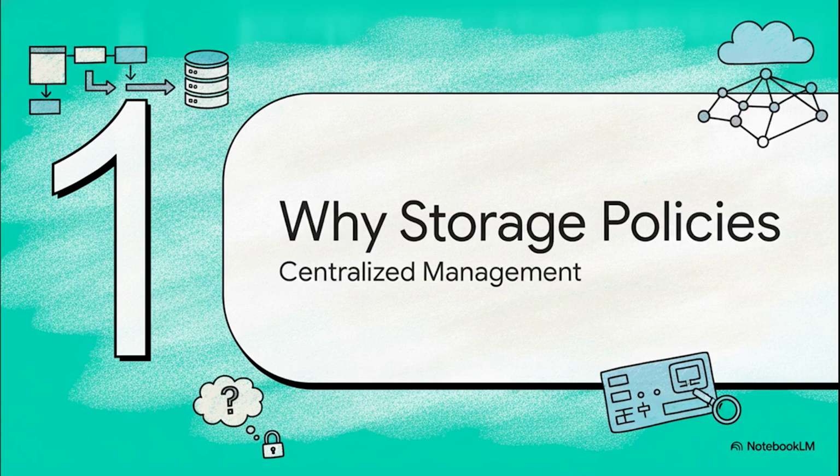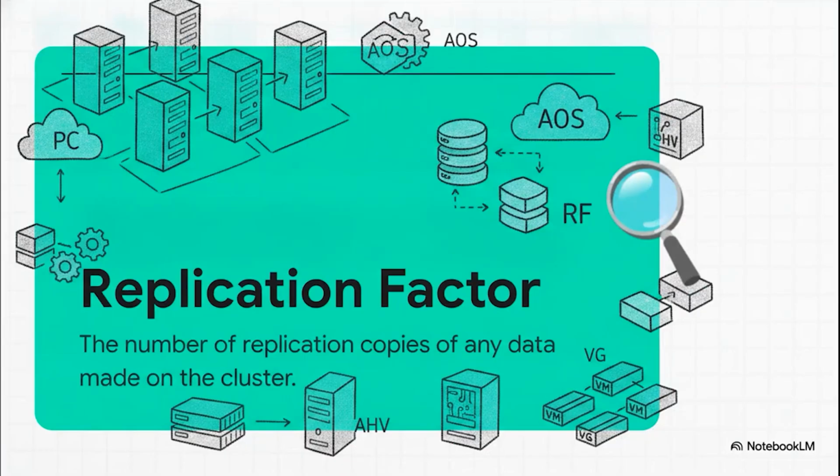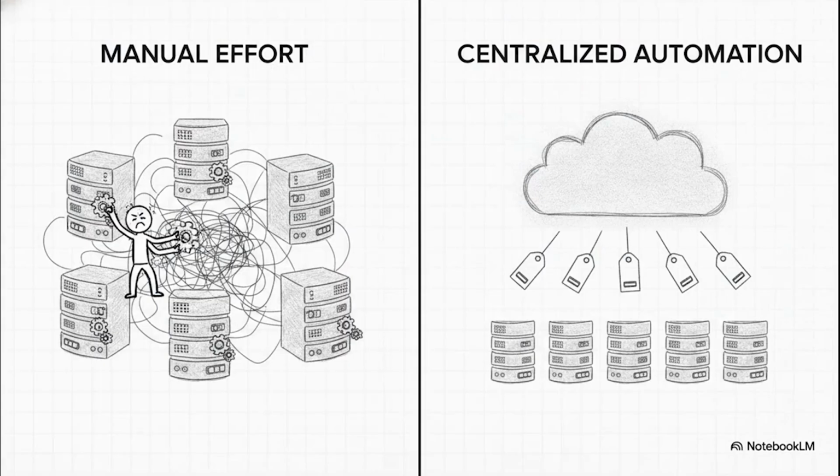All right, Section 1. Why storage policies matter, specifically looking at the shift to centralized management. Before we get deep into the weeds, let's quickly set our baseline with these critical acronyms. You're going to see these constantly on the exam and throughout this explainer. If you've spent any time in a Nutanix environment, you already know PC for Prism Central and AOS for the Acropolis operating system, basically the absolute brains of the operation. We're also going to heavily reference AHV, which is the Acropolis hypervisor, CVM, the controller VM, and of course your standard VM, and VG for virtual machines and volume groups. But the most important one to keep top of mind for this specific topic is RF, which stands for replication factor.